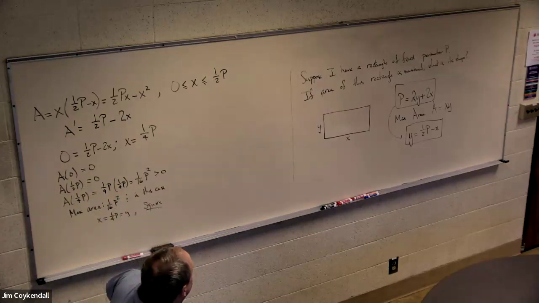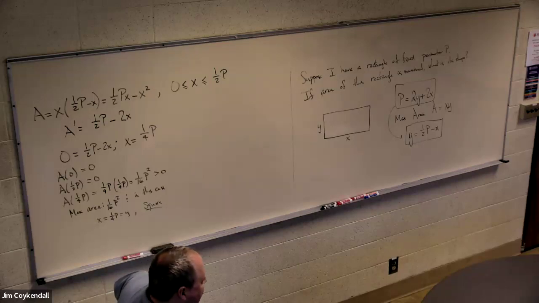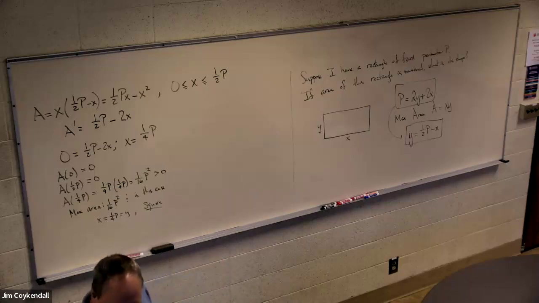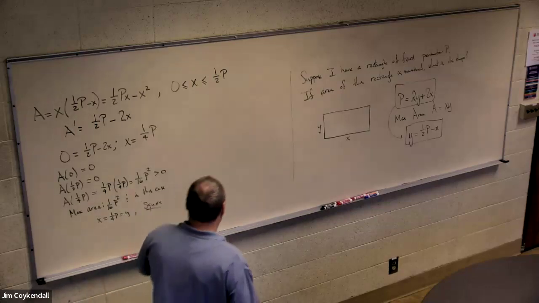So, this is a simpler version of the earlier pen problem, in the following sense. If you have a fixed amount of fence and you're just making a single pen and you want it to be a rectangle, if you want to make the area as big as possible, well, make it a square.